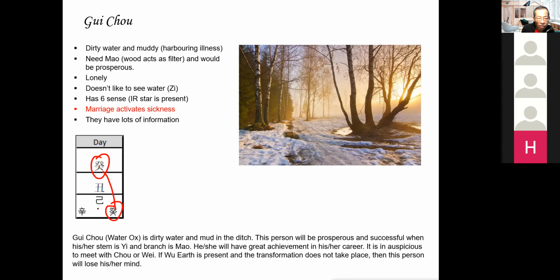Then, of course, it has the Ji Earth. Now, what is Ji Earth? Ji Earth is the Seven Killings. What is Xin metal? Xin metal is indirect resource, isn't it? So that is why it has a sixth sense. It's intuitive. They are very clever. But in essence, they are essential. What do they need? What would they need?